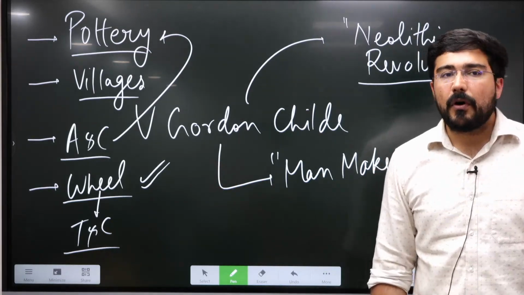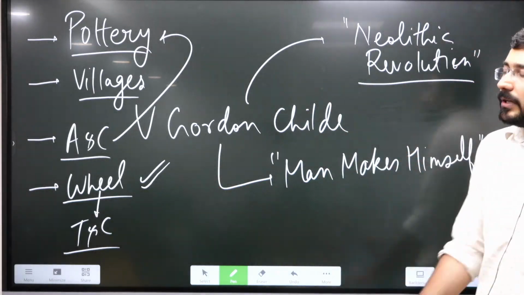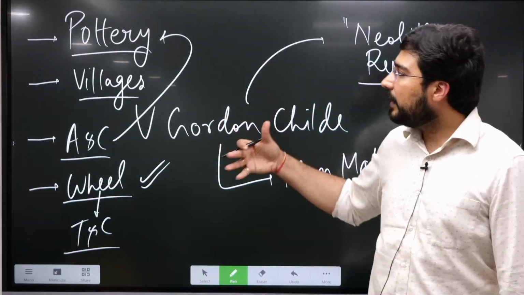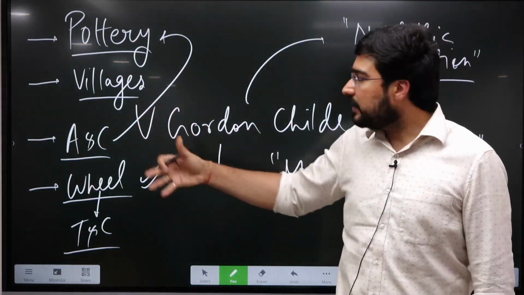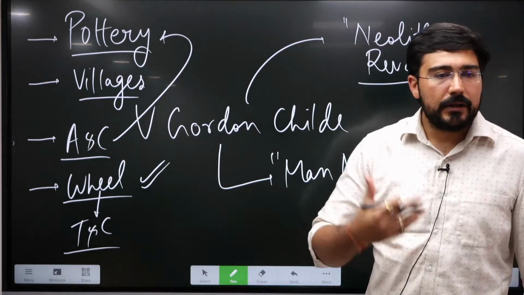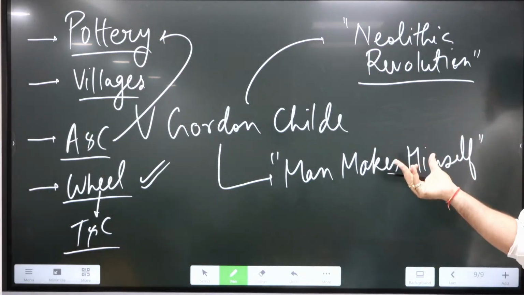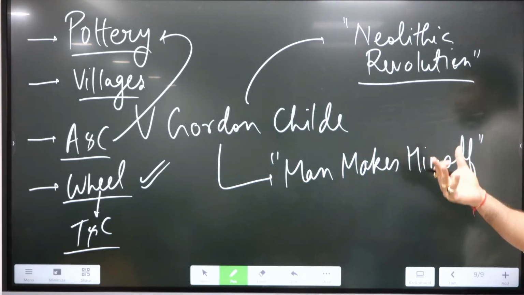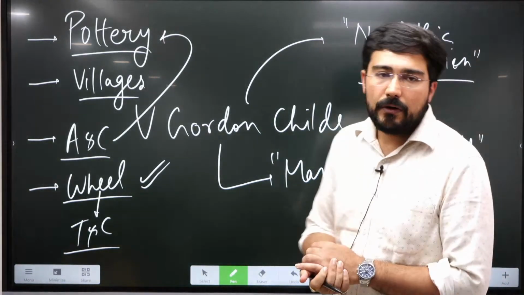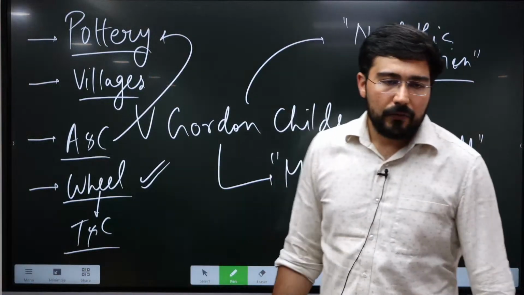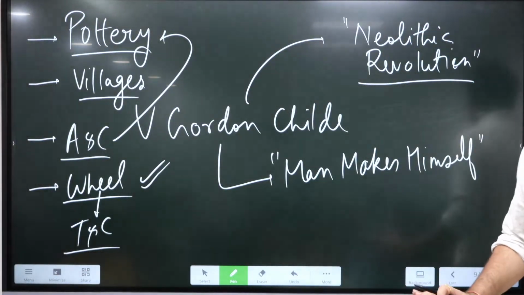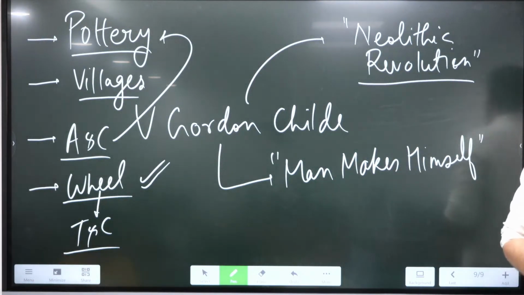That's why, because of all these developments, where we see the beginning of agriculture, pottery, settlements, villages, art and craft, wheel, trade and commerce, the word used by him was Neolithic Revolution, because this was going to change human history for the next, you can say, millennia, until we see the beginning of urbanization. Okay?